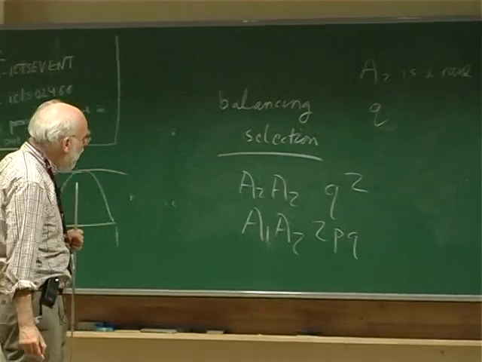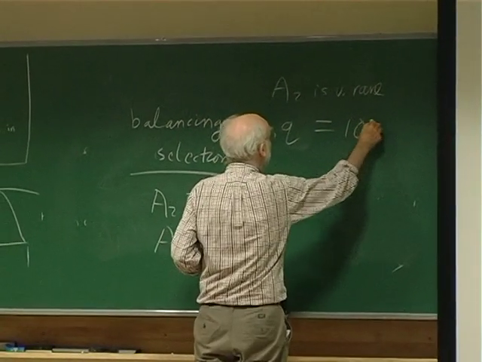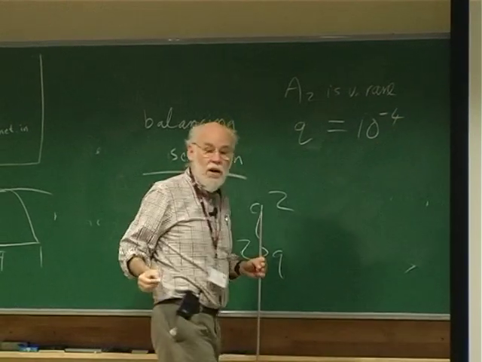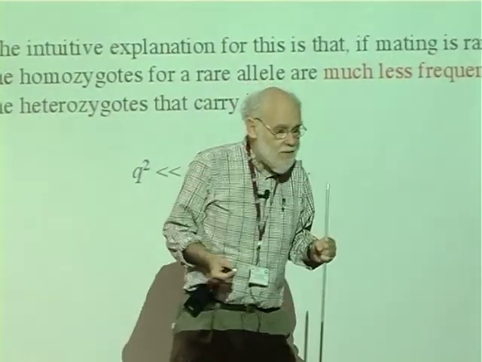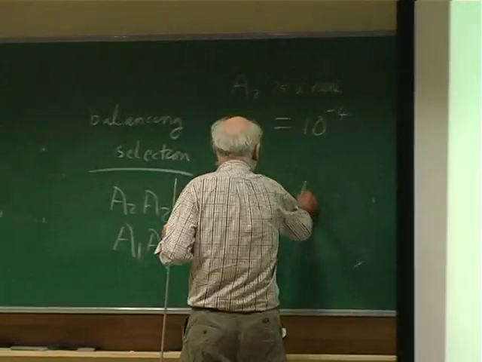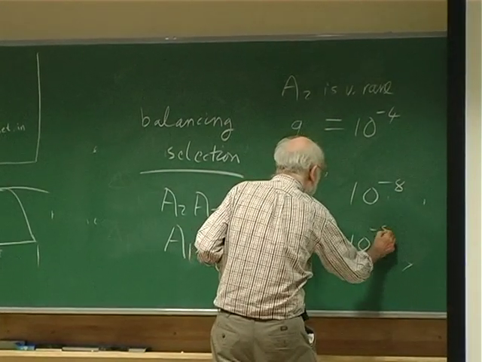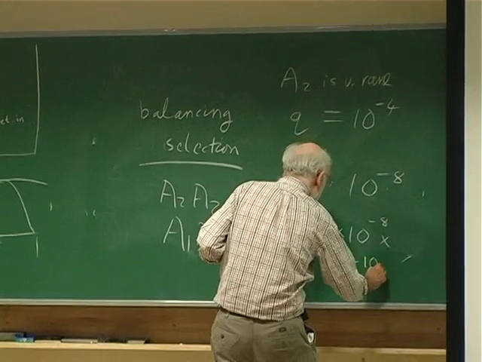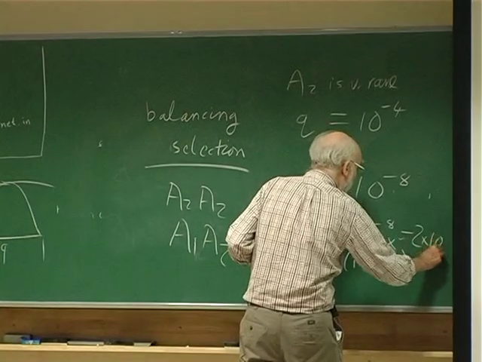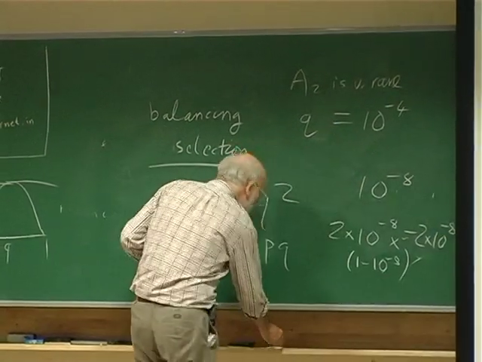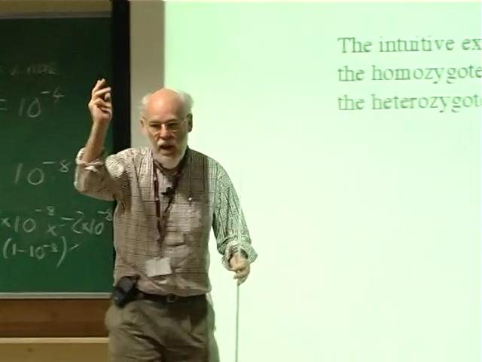Okay, so which is going to be bigger, Q squared or 2pq, if, say, Q is equal to 10 to the minus 4? 1 in 10,000 individuals carries that mutation. Right, 2pq is going to be much bigger. Q squared is 10 to the minus 8. 2pq is 2 times 10 to the minus 4 times 1 minus 10 to the minus 4, which, let's face it, is about 2 times 10 to the minus 4. We can forget about the little term inside because it's so small.